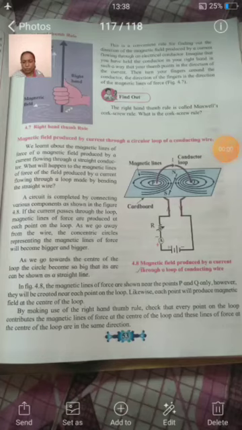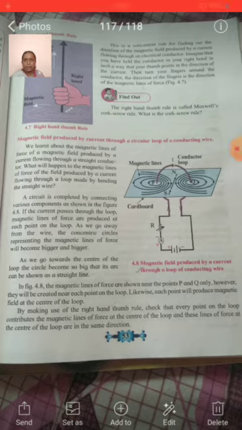In the last lecture, we studied the right hand thumb rule. Today, we will revise it and see our next points.